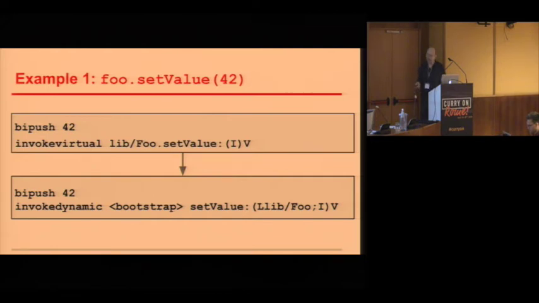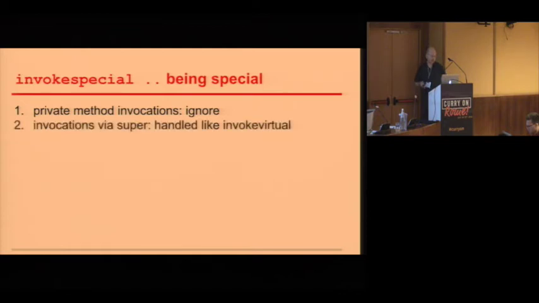That works pretty well for most instructions, but it's slightly more complex for invoke special, and the reason is that invoke special is actually used in different places. So you use it for private invocations and for invocations via super. Those are easy to handle because invocations of private methods cannot be cross-component by definition, so we can actually ignore them.